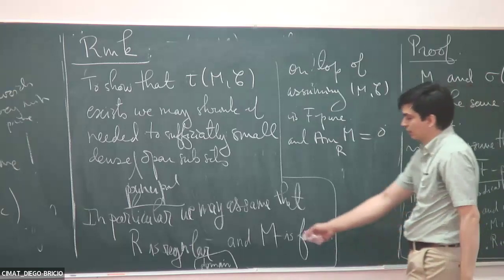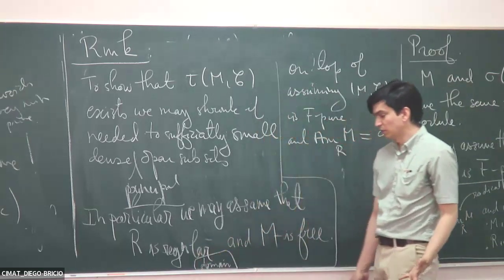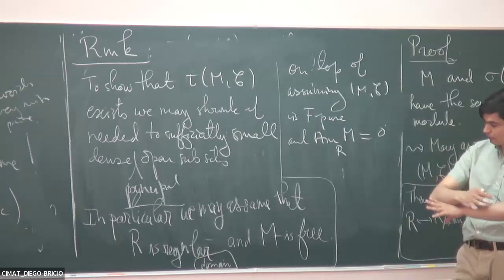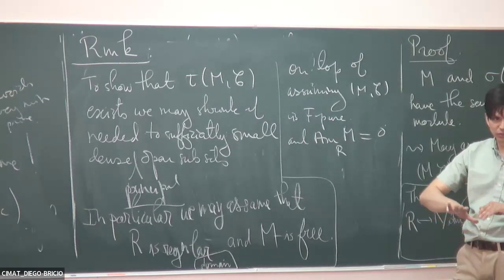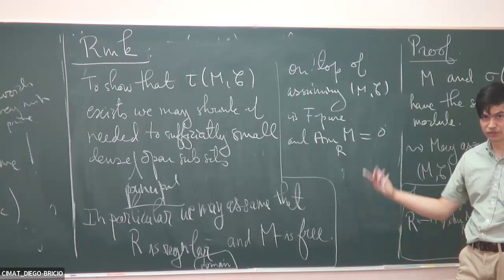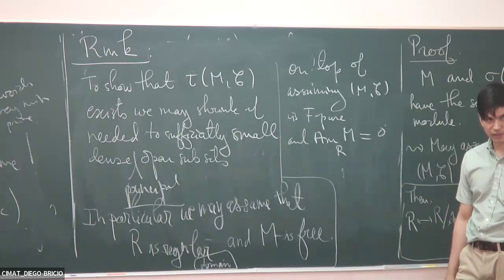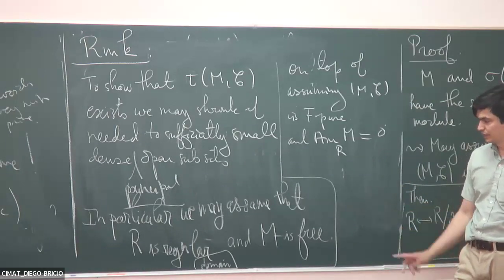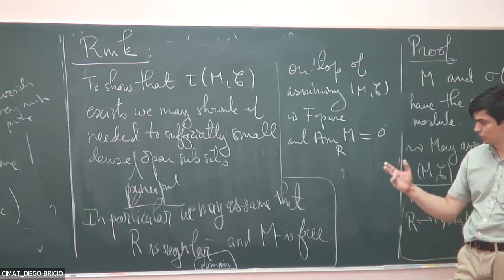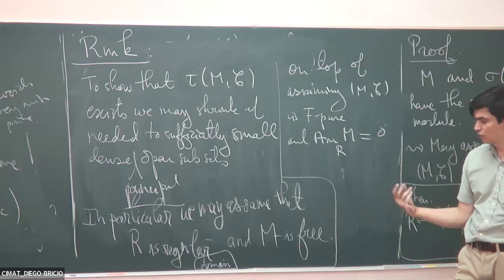So because it is regular, it is normal, and so in that particular case, the irreducible components don't intersect. So you have disconnected components. So you can do this massive reduction thanks to this. Okay, so it suffices to prove the existence of test modules over regular domains and for free modules.